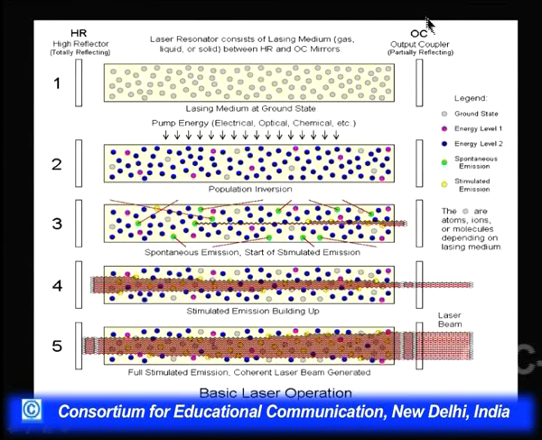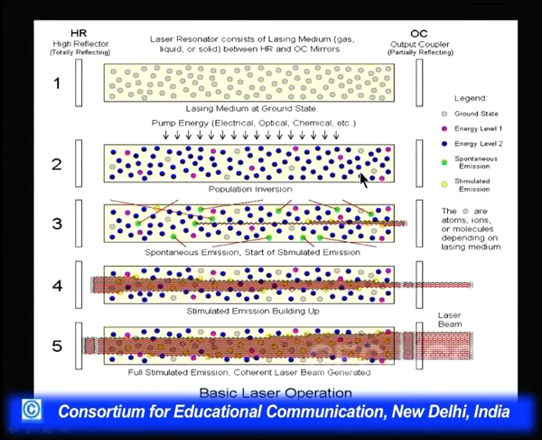Here is the state where all the atoms are at the lower state and the lasing medium is at a ground state. Now the second process we talked about is pumping, which means raising the atoms and molecules from the ground state to the higher state. We are using pumping energy. It may be electrical, optical, or chemical, to raise the atom from the lower state to the higher state. Now in this diagram we are achieving the population inversion.